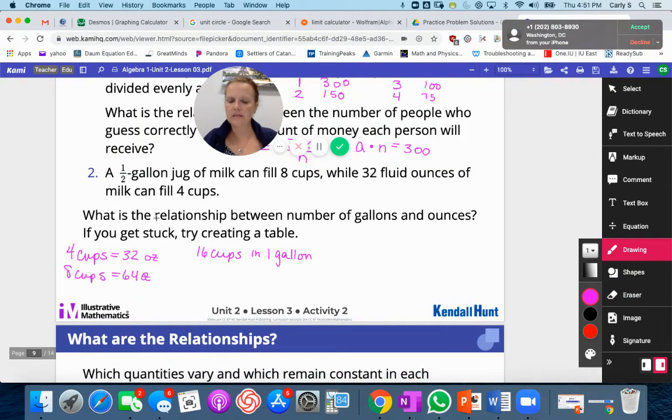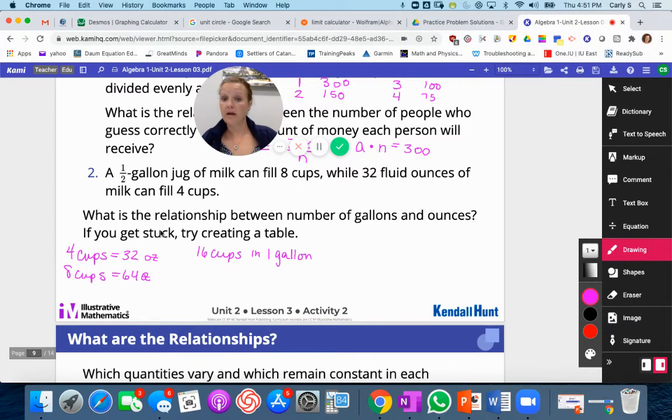Okay, so I erased it and I started to take some notes. A 1/2 gallon of milk can fill 8 cups. That's actual cups, like a measuring cup. Well, 32 fluid ounces fills 4 cups. So I wrote here 4 cups is 32 ounces. So 8 cups is double that, which is 64 ounces.